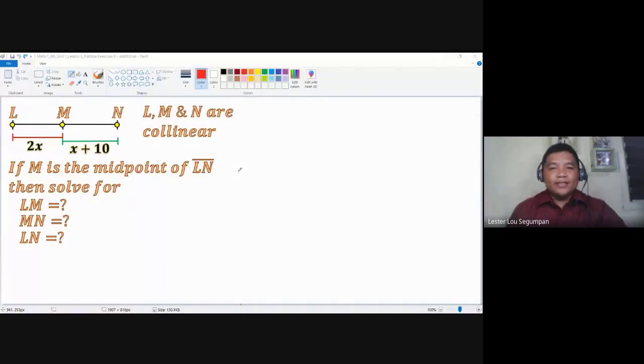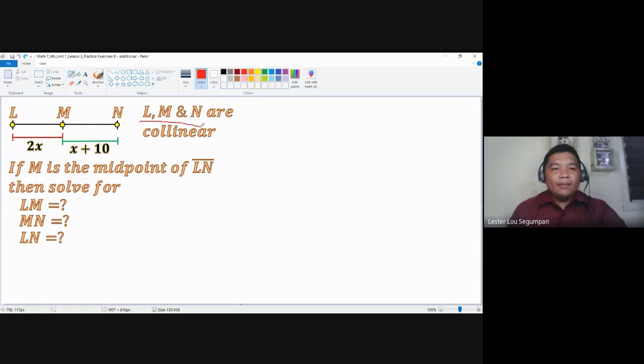Hello everyone. This is still in connection with the understanding of a midpoint. As we discussed in the module, midpoints are also considered to be the bisector of a segment. Bisector means it divides a segment into two equal parts, or we divide a segment into two different segments with the same measurement. So let us try to consider this in our problem.